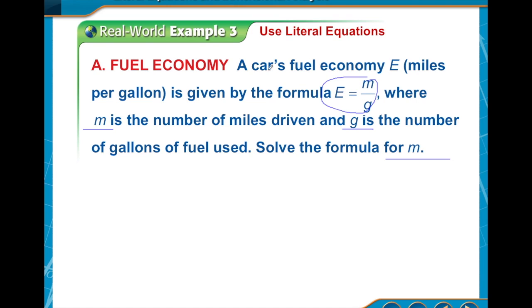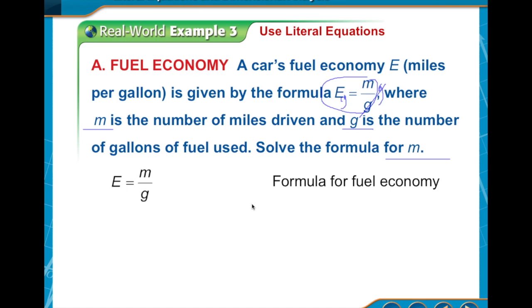So that just means move these variables around until we get M by itself. So this is very easy. All we need to do is multiply both sides by G, and that will get M alone. Because G over G would just be 1, that would cancel out. And we get E times G on the left and just M on the right.